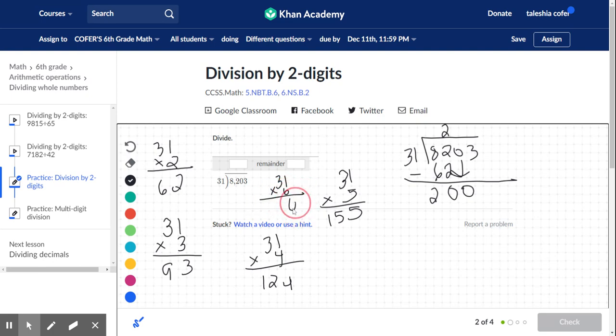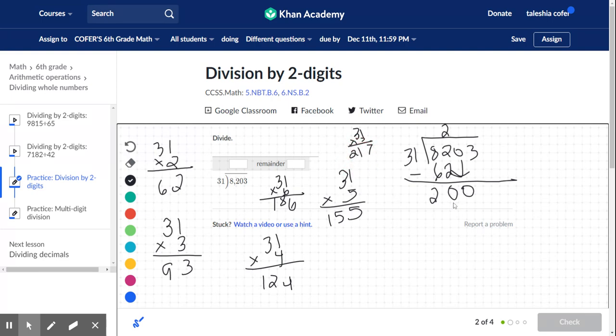6 times 1 is 6. 6 times 3 is 18. Okay, I'm pretty sure it'll be 6, but let's try 7 just to make sure. 31 times 7. Uh-oh, my 7's missing. 7 times 1 is 7. 7 times 3 is 21.